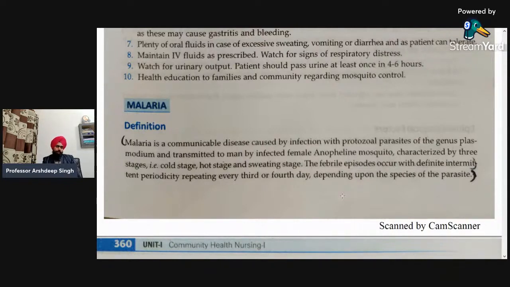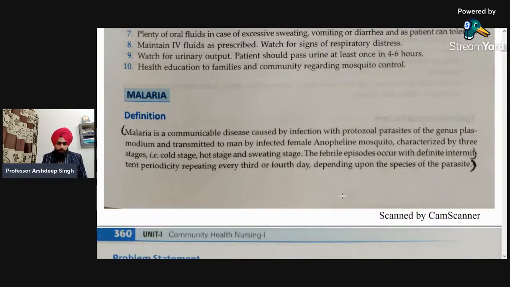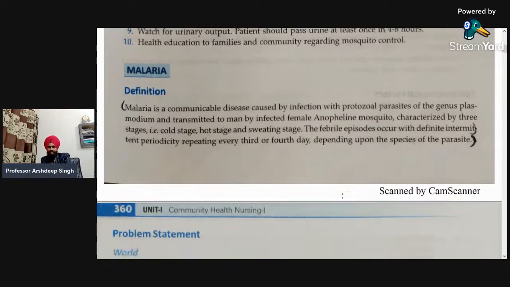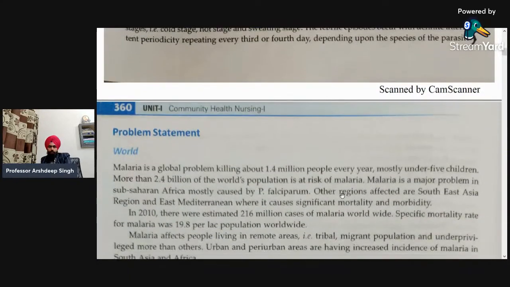Next is that febrile episodes occur with definite intermittent periodicity, repeating over the third or fourth day, depending upon the species of the parasite. So the clinical features and other clinical signs depend upon the type of parasite that is affecting the body of a specific person. Okay, so that was about the definition.